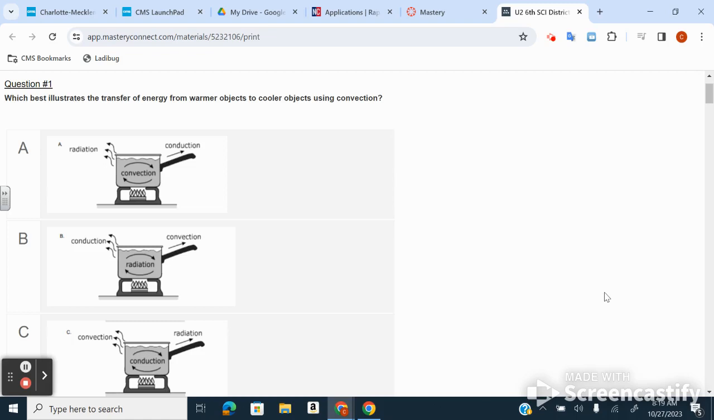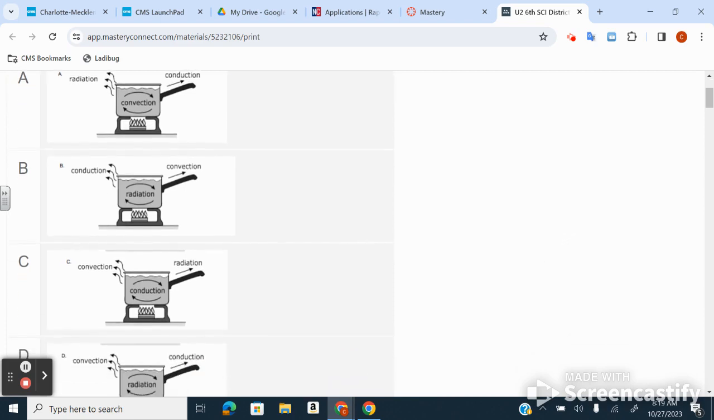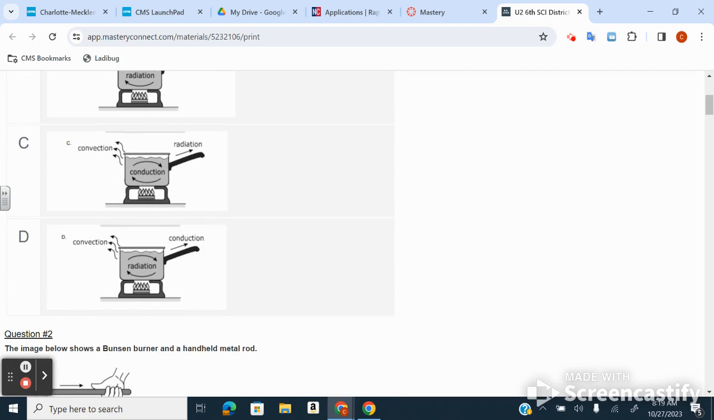This is the read aloud for your Unit 2 heat and temperature test. Question number 1. Which best illustrates the transfer of energy from warmer objects to cooler objects using convection? A, B, C, or D?